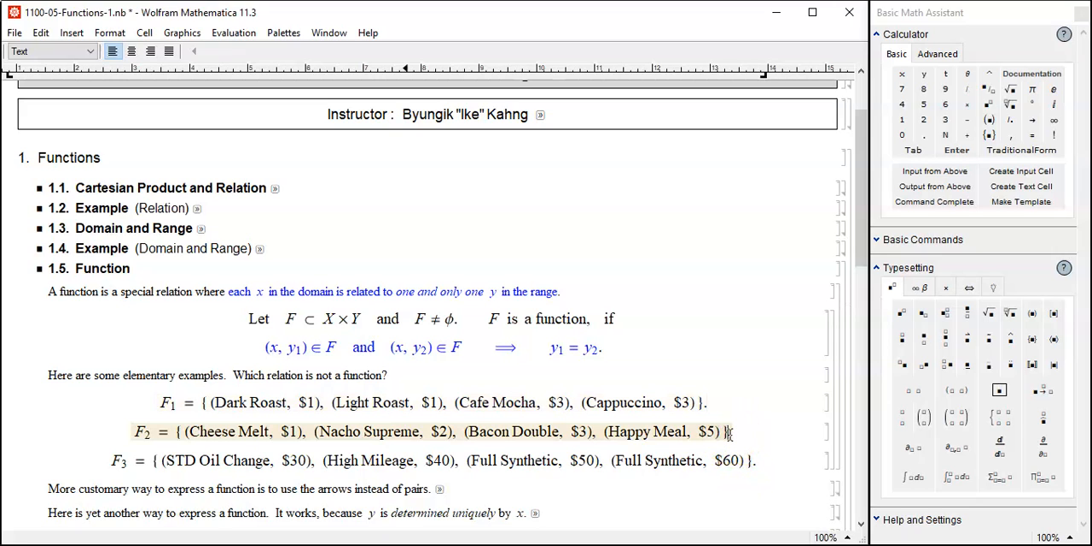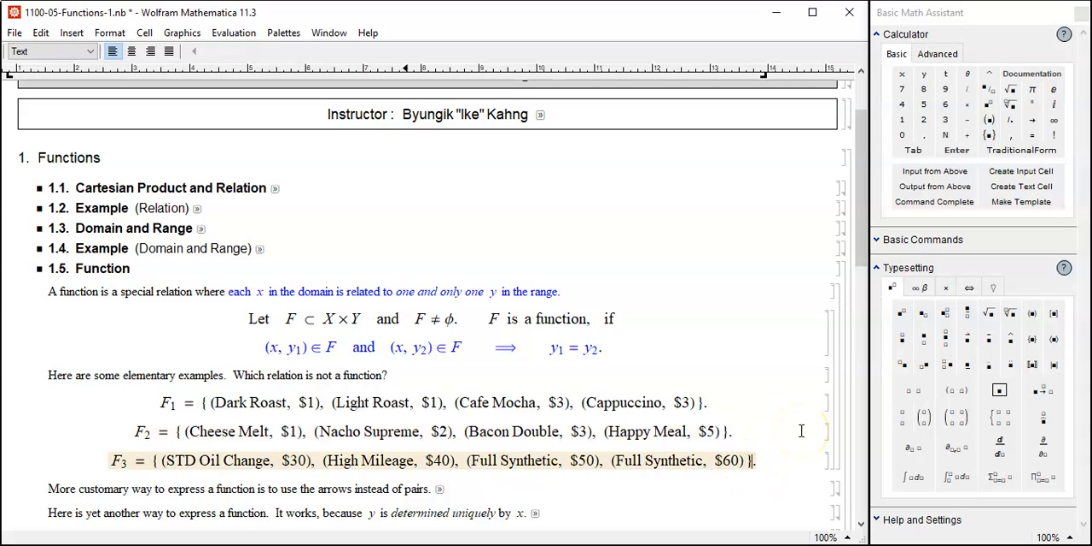No confusion there. How about the next example here? Cheese melt $1, nacho supreme $2, bacon double $3, Happy Meal $5. Again, each food item here has only one price tag, so it's okay. No confusion here. In this particular case, they all have different price tags. Here, coffee mocha and cappuccino cost the same, all different, but that's not really the essential thing for a function. As long as each item in the domain has one and only one y assigned from the range, it's okay.